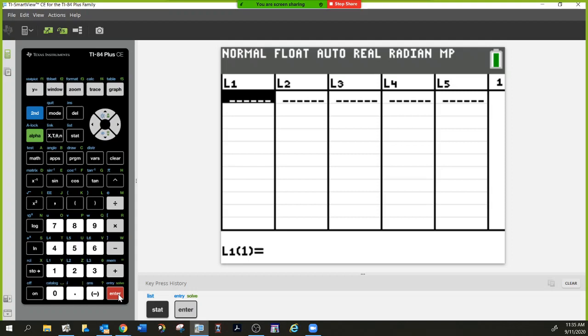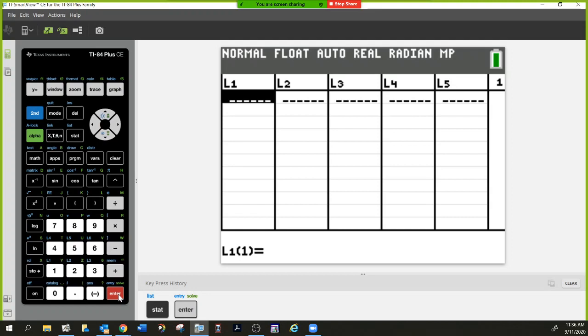Now, my lists are empty. If your list is not empty, pay very close attention to me. Do not go up and press Delete. It will delete the list, not clear the entries. It will delete the list.